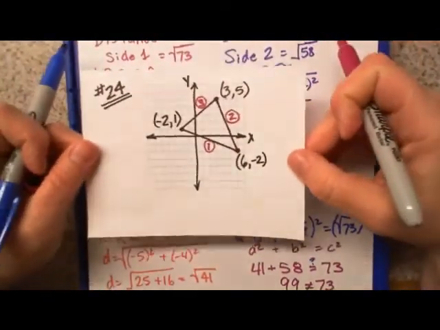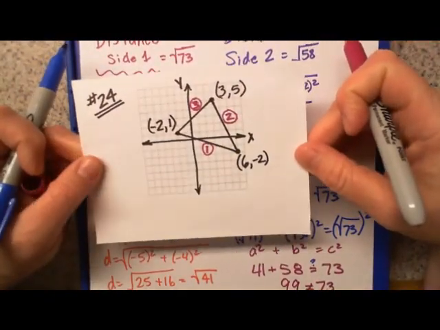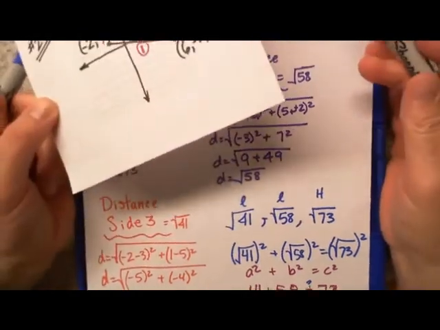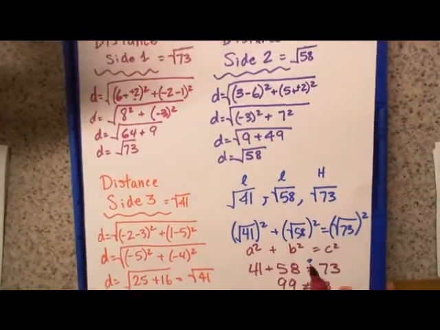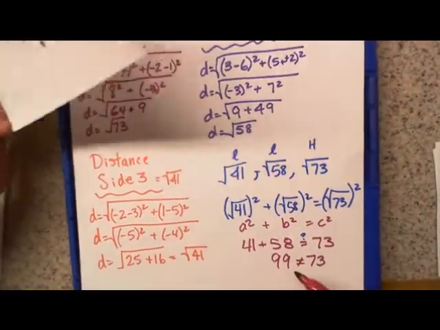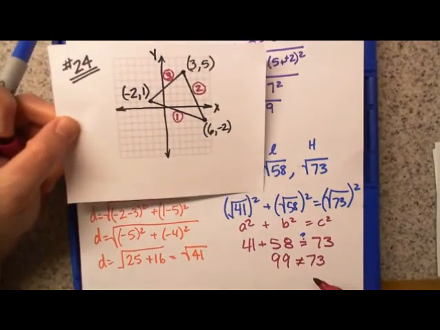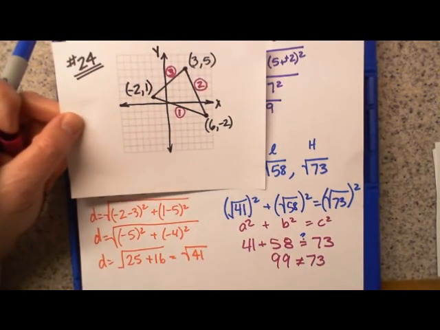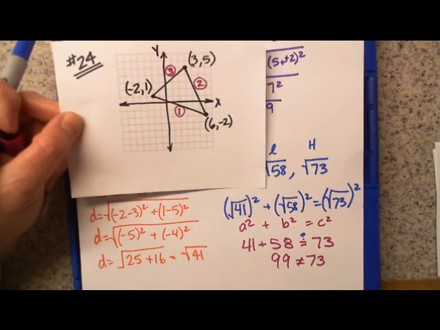So if you don't have the graph paper to graph it, you needed to do all of this work to prove that this is not a right angle. This is not a right triangle, I should say. I hope this helped.